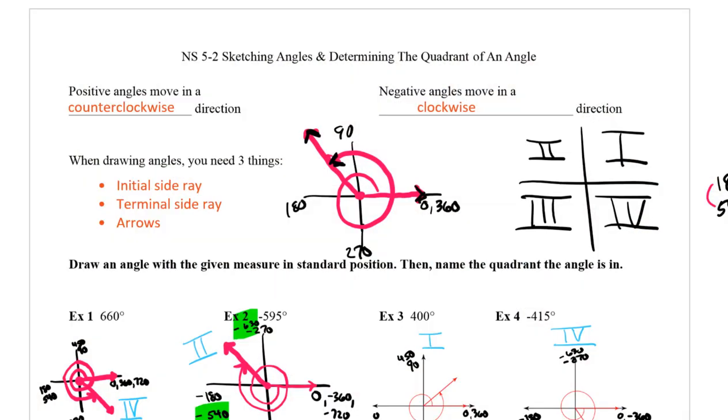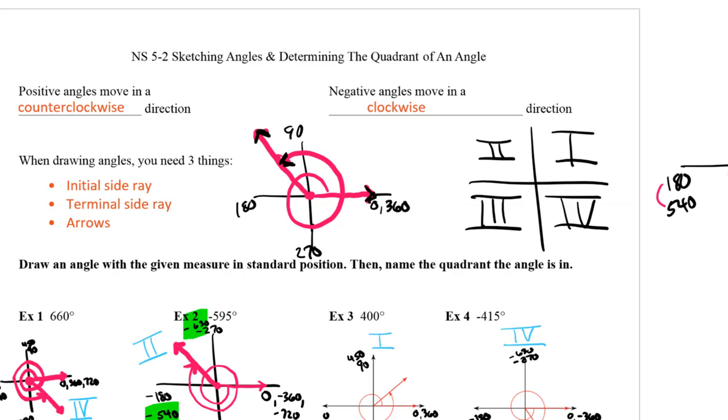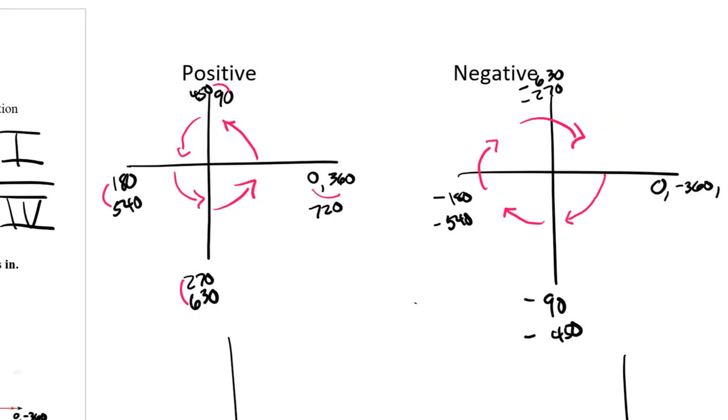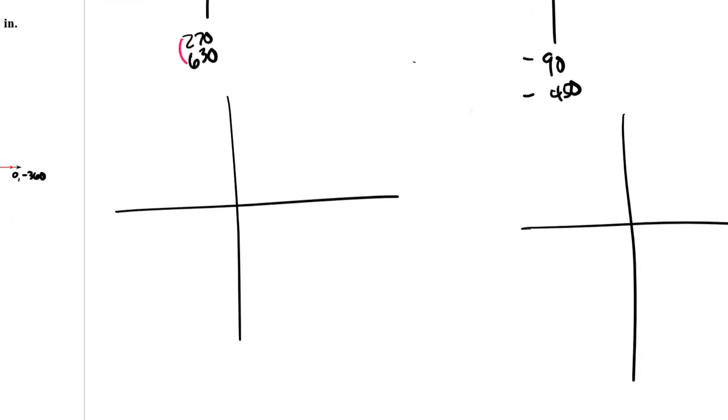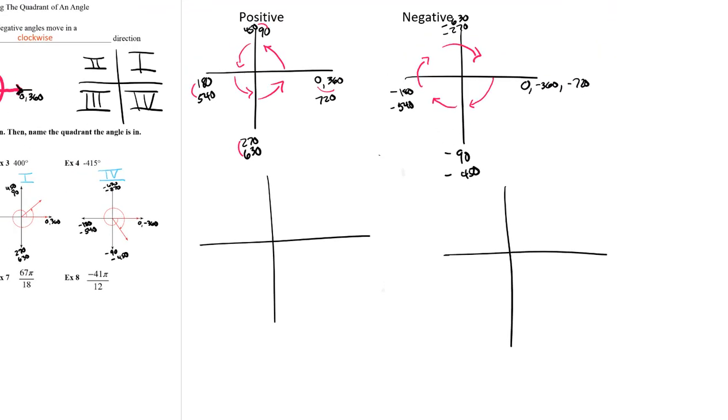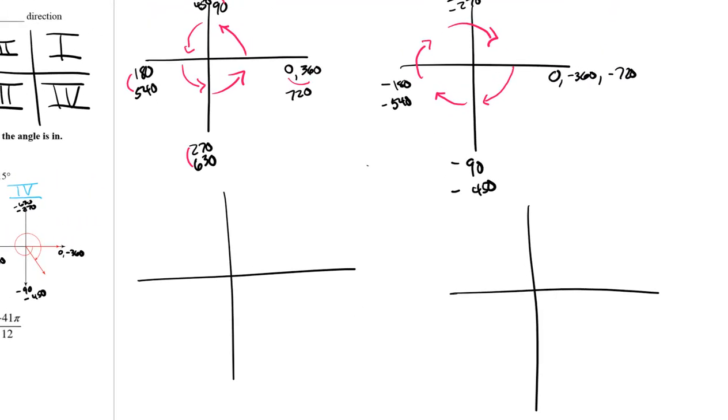Just reviewing a little bit from the last video, the quadrants are going to stay the same. They're not changing. And the direction that we're moving for positive versus negative angles is not going to change either. What is going to change is the unit. So where we have 0 and 360, we would have 0 and 2 pi. Where 180 is, that's just pi.